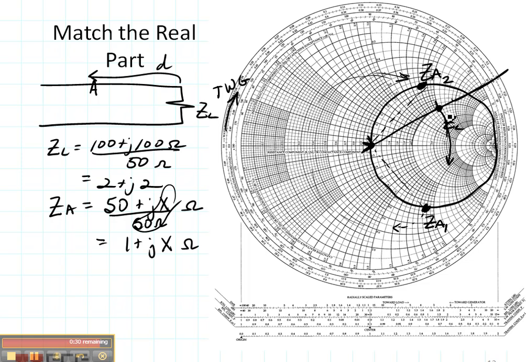So what I'm going to do is rotate ZL until it gets to, let's do ZA1. Draw a straight line out here from the center through ZA1 and read off the value. It's about 0.32. Then this distance D here is going to be equal to 0.32 minus 0.21. So D equals 0.32 minus 0.21 wavelengths.